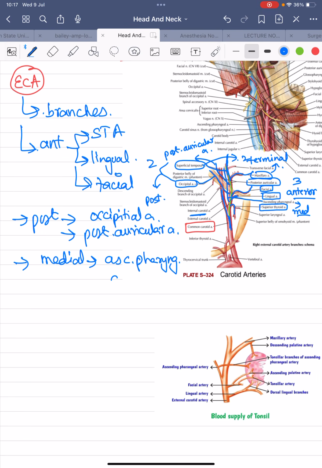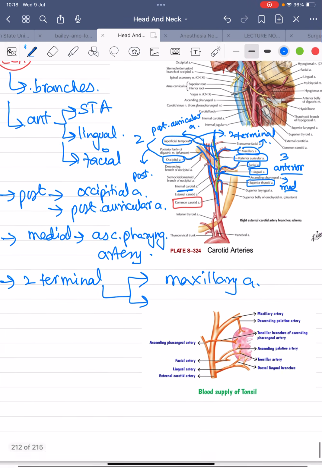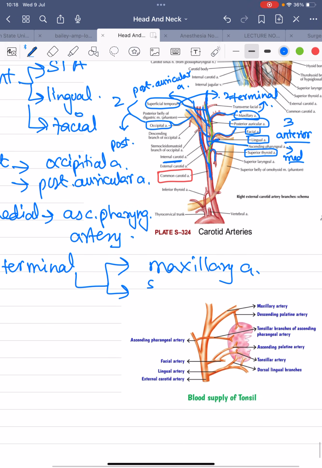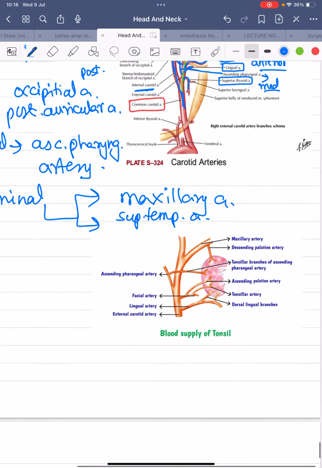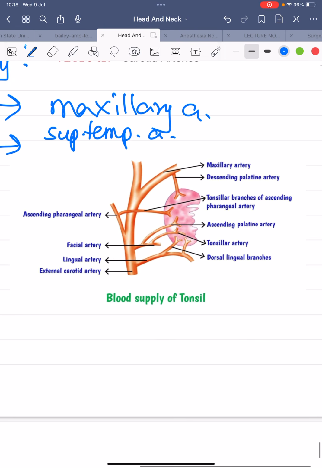And then we have two terminal branches. So what are the two terminal branches? Number one is the maxillary artery, and number two is the superficial temporal artery. Okay, so these are the branches of the external carotid. It is also giving blood supply to your tonsil. So the tonsil blood supply is also from the maxillary artery.